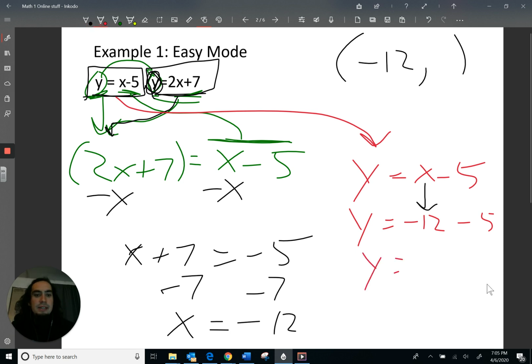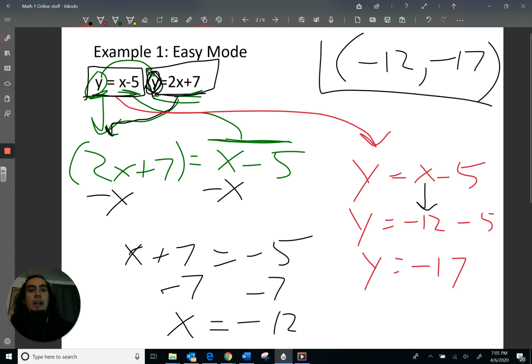What is negative 12 minus 5? Well, that's negative 17. Okay, great. Now we know what y is. We know that y is negative 17. x is negative 12. y is negative 17. So let's go ahead and put that in. And let's get some space here. There we go. Negative 17. And there's our final answer. Just like that. All right, we did it. That was substitution method, example 1.